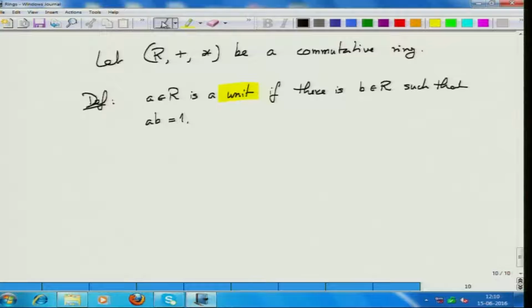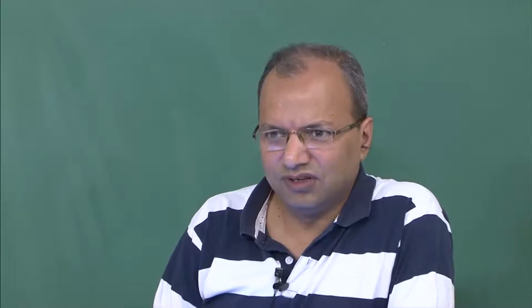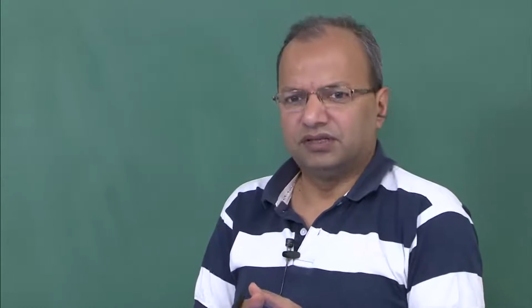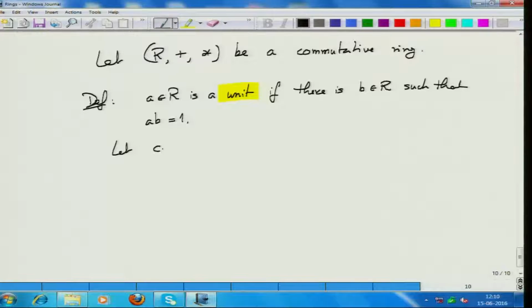Now, if an element is a unit, then that element, like I said, would divide every other element. Take any element C: C divided by A is the same as C times B. So there is a division available with respect to every element. So it's only with respect to non-unit elements that we can talk about factorizing them. So let C in R be a non-unit.